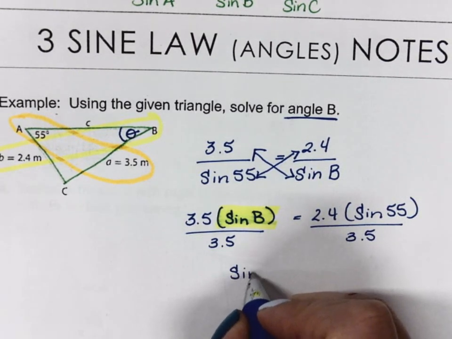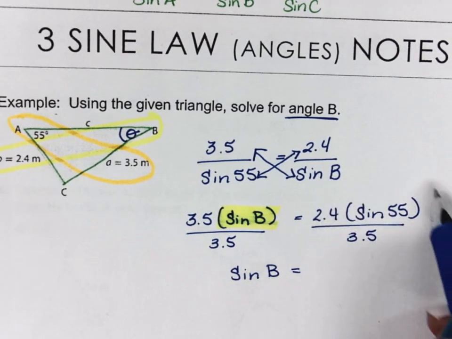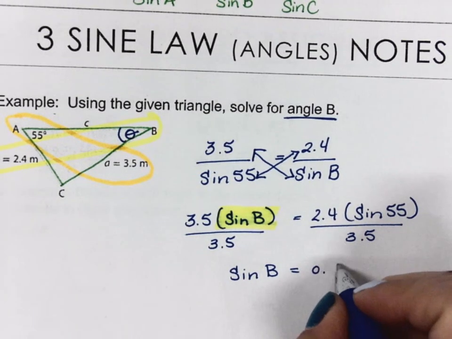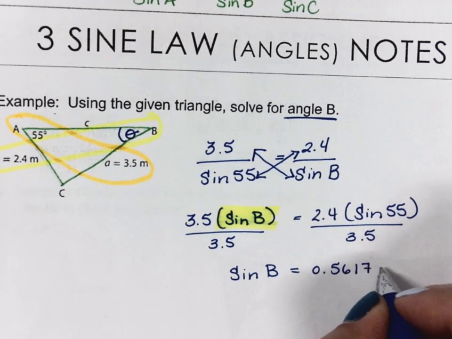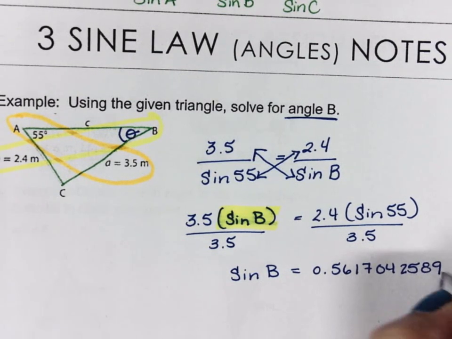So we're going to have sine B equals, and then we've got to figure out what that is in our calculator. We're going to need to put all the decimal places that it shows you on the calculator. So 2.4 times sine of 55. I hit equals in my calculator, and then I divide it by 3.5. So I have 0.5617042589.